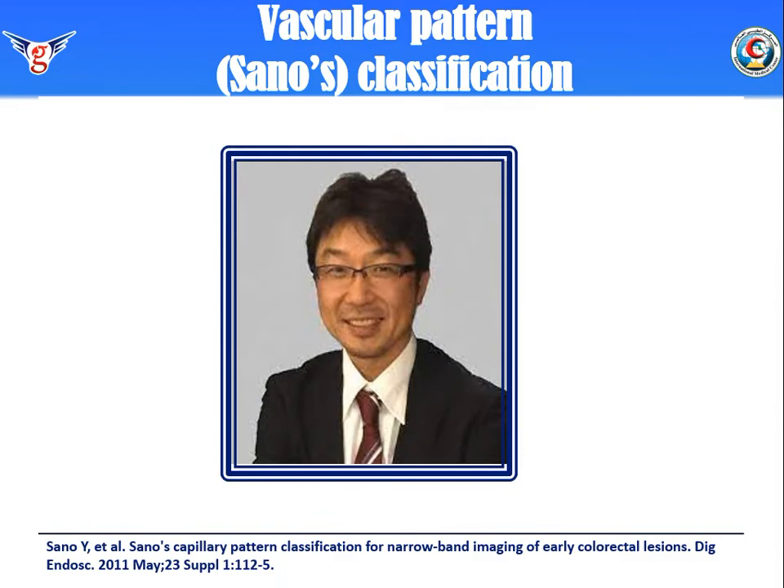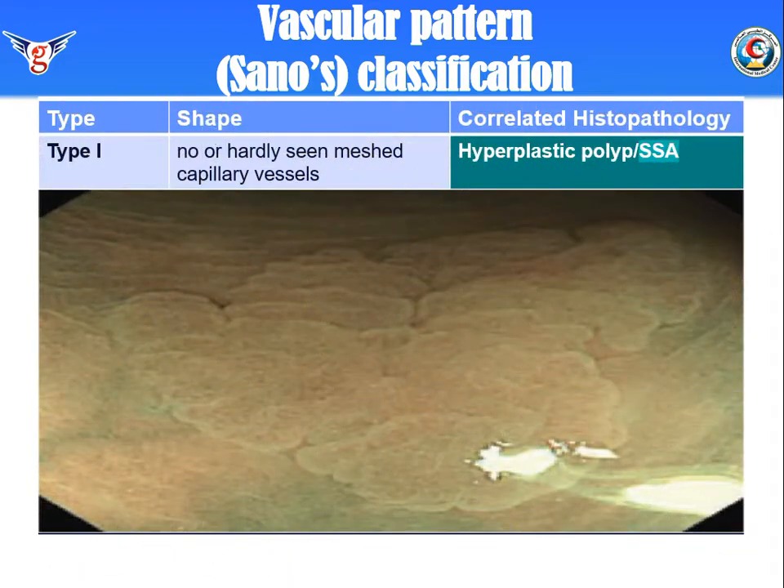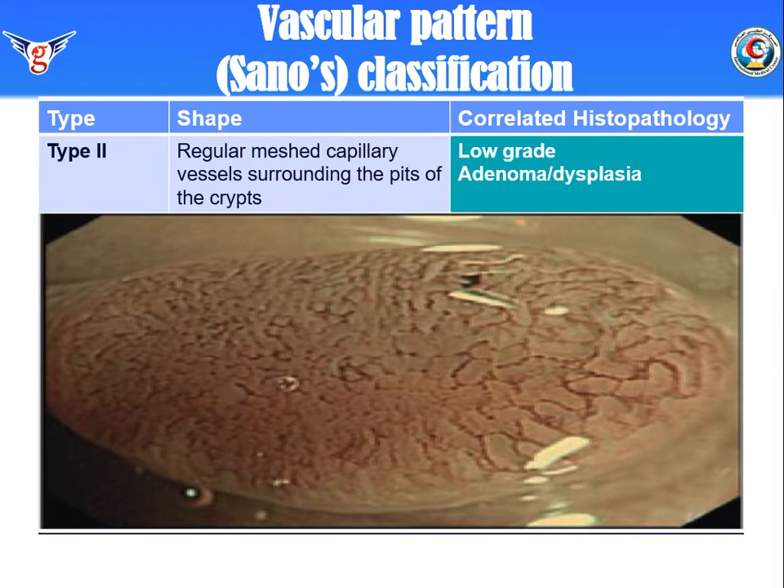Sano also found that the vascular pattern is correlated with the pathological diagnosis of neoplastic colorectal lesions. He used magnifying endoscopy plus virtual chromoendoscopy with narrowband imaging, or NBI, to classify the vascular patterns into 4 main types, and validated the association between each type and specific pathological diagnosis. Type 1 has no or hardly seen meshed capillary vessels and is associated with the hyperplastic polyp class. Type 2 has visible uniform meshed capillary vessels surrounding the pits and is associated with the low-grade adenoma class.